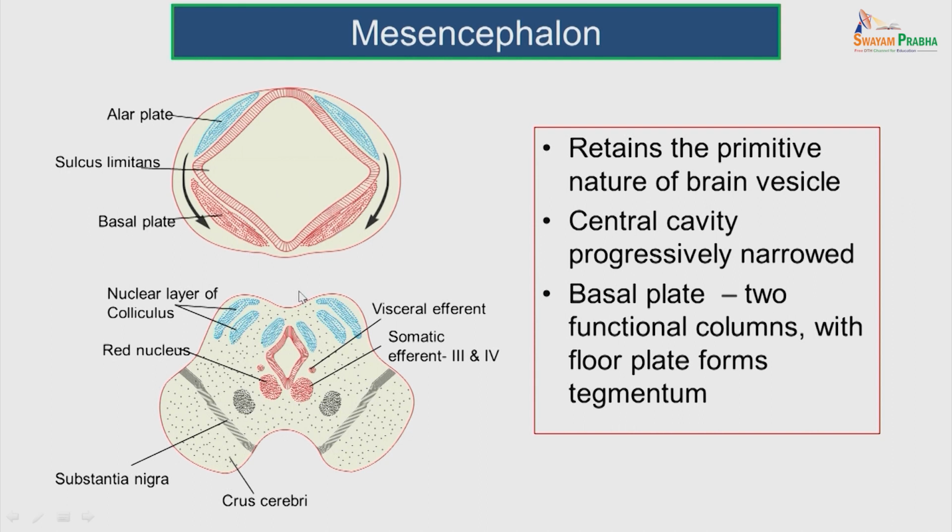The mesencephalon retains the primitive nature of this brain vesicle. There is a central cavity which persists here, though it narrows down. In the basal plate, you have the two functional columns, with the floor plate which forms the tegmentum. There is a visceral efferent column and a somatic efferent column for the third and fourth cranial nerves, and we can see the formation of the crus cerebri and the substantia nigra here.